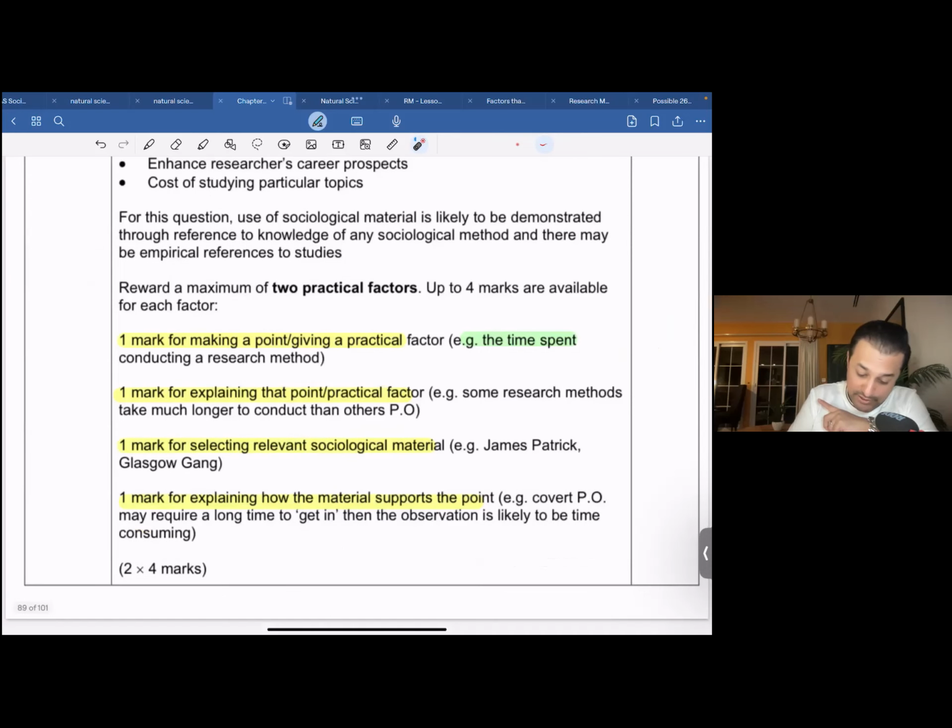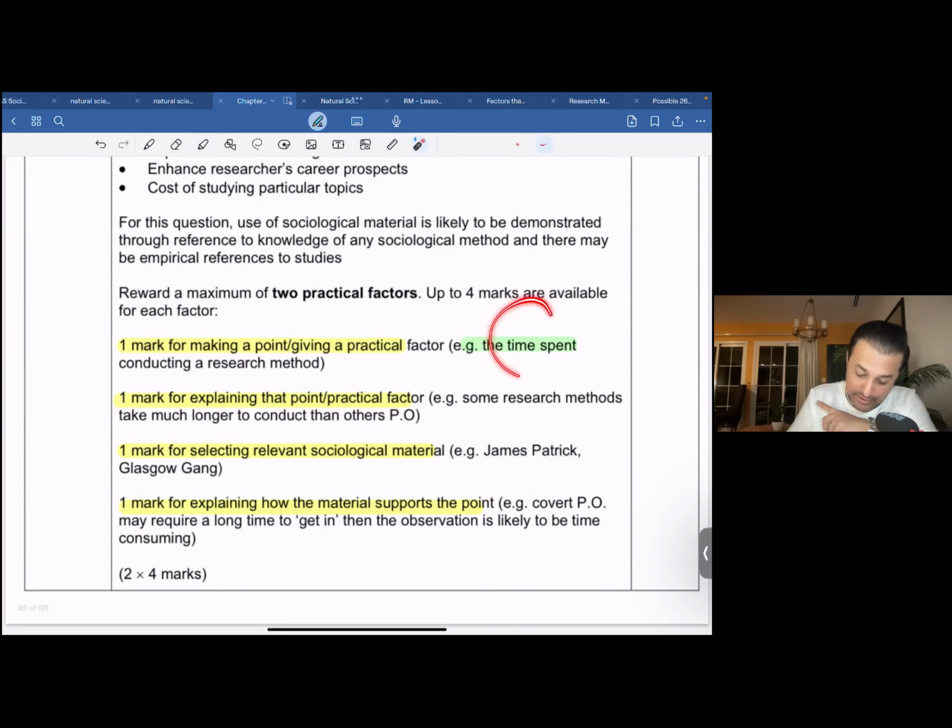So the point identified over here is time. The time spent conducting a research method, this is identification. Some research methods take much longer to conduct than others, such as participant observation. This is when you explain the particular point that you've identified. An example of this could be James Patrick's Glasgow gang research. You could add this up.